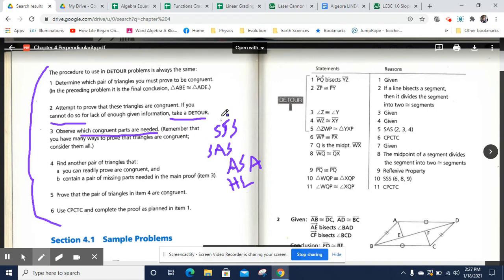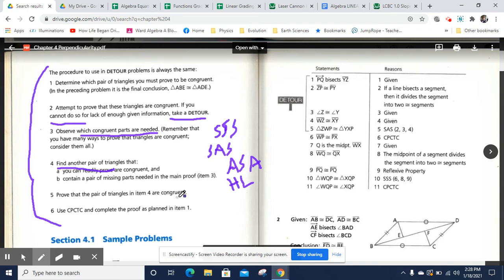Okay, so look for what things you might need. Then see if you can find another pair of triangles that you can readily prove are congruent and contain a pair of missing parts that are needed for that proof. Then once you have found those other triangles, prove those triangles are congruent, just like we did in number 16 from 3.7.